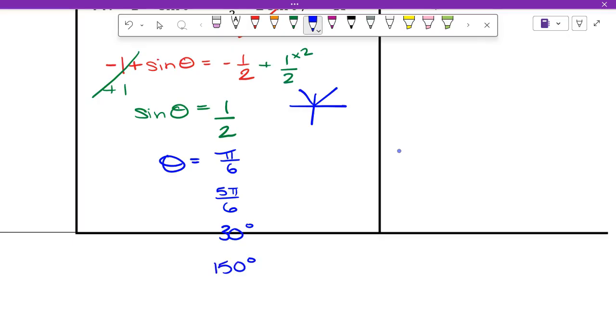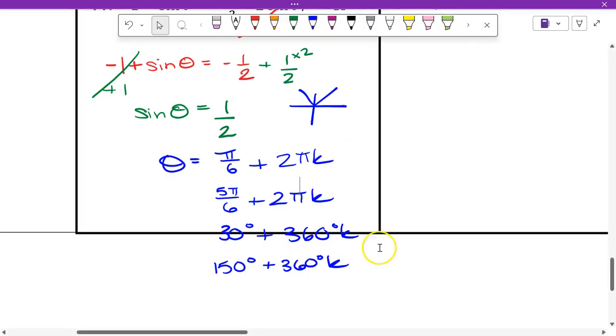And so here I would do plus 360 degrees K and plus 2 pi K. And that will get me all of my infinite possible answers in both degrees as well as radians.